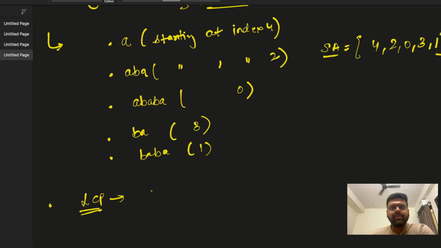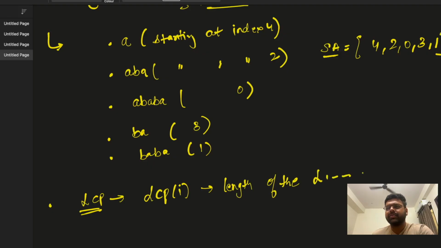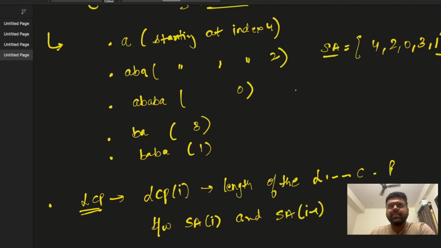Now if I talk about LCP, if I say LCP of i, it would be the length of the longest common prefix between SA of i and SA of i minus 1. Okay, now let's see this in the problem as well.